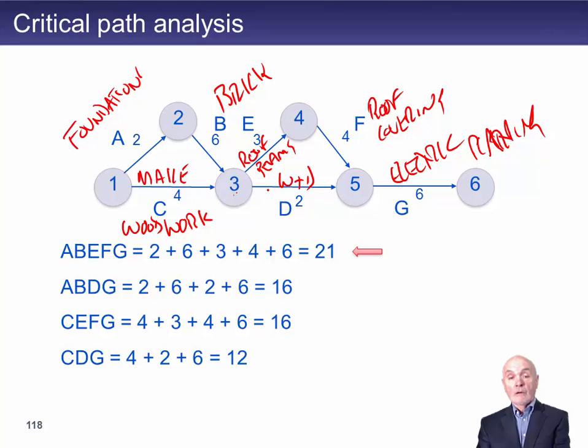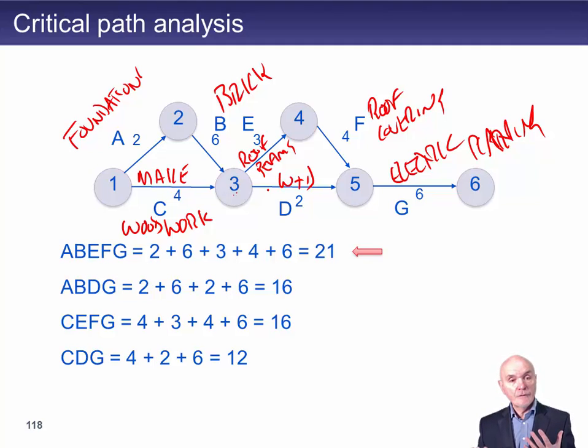So if we just go all along the top here, we've got A, B, E, F, G. Okay, and they have to be done one after the other. Foundation, brick, and roof beams, and roof, and then electrics. They have to be in sequence. So this is going to stack up to 2 plus 6 plus 3 plus 4 plus 6 out here. This is going to give you 21.